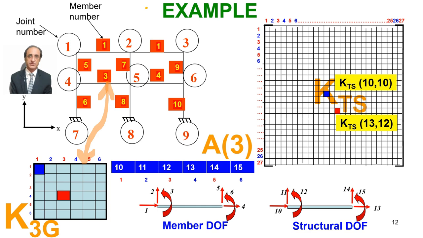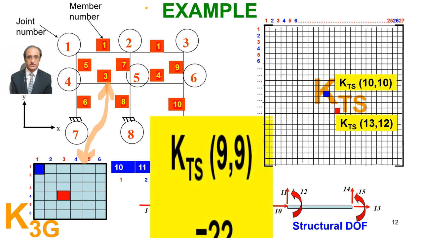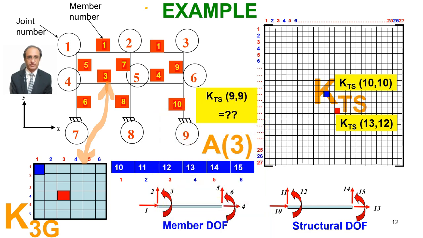So we stop here and we'll continue further in the next class. But do a homework exercise. I give you the job of finding the element 9,9 of KTS. So by forming the association matrices of the members, find out first of all which members will contribute to this particular term and then which particular elements of their stiffness matrices will land up in this particular element 9,9 of KTS.